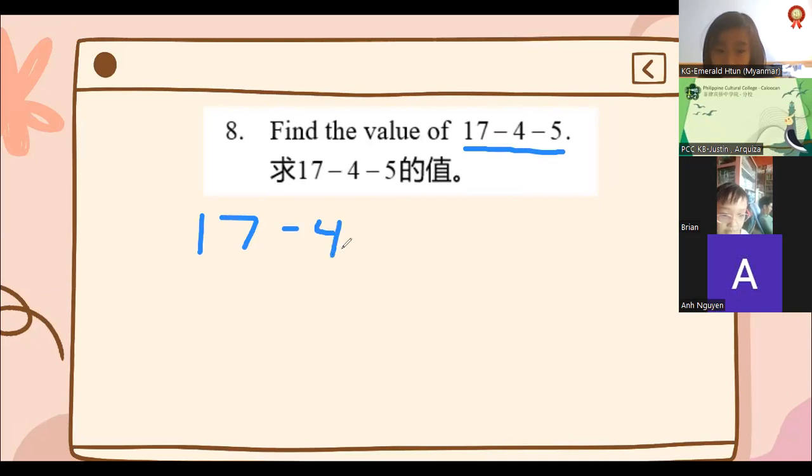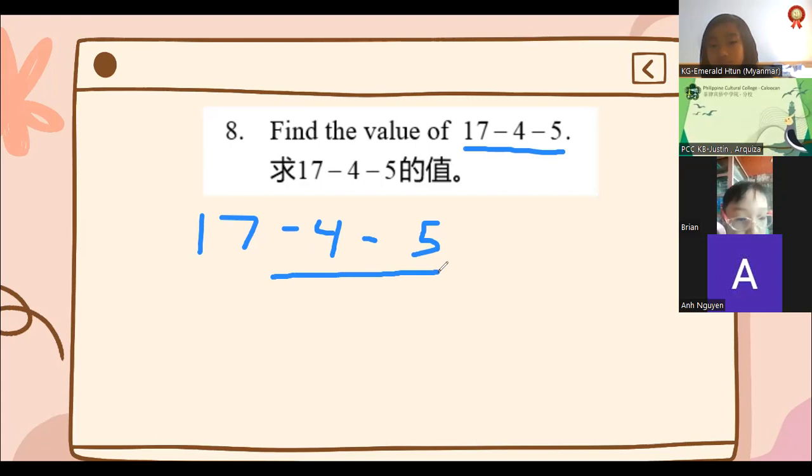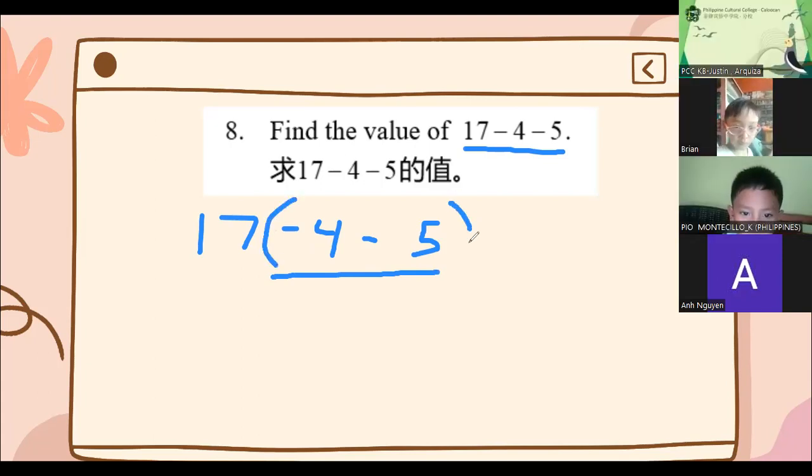Eight. Let's see if that is correct. Okay, so in this one, you have two kinds of numbers. There are positive numbers. There are negative numbers as well. So we're going to combine or add those numbers that have similar signs. So for example, your negative 4 and negative 5. We're going to combine this first.